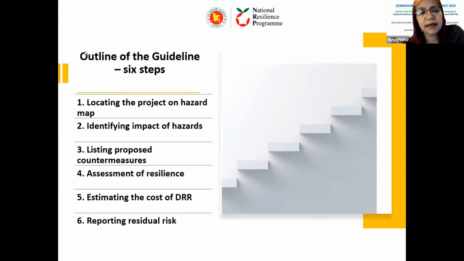And after that, the organization will do the costing of the DRR, the disaster risk reduction. And the costing will be based on the available cost of the activities and materials, and also the current DRR practices undertaken by other organizations. So based on all these, an estimate will be there, and that estimate will be included in the DPP, in the development project proforma.